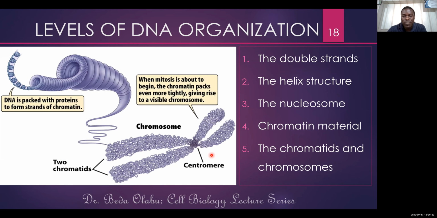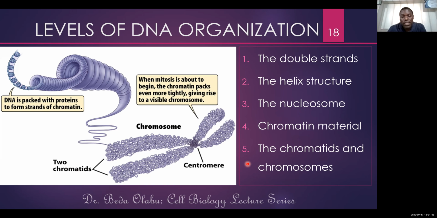What I want you to realize is that even though this is a chromosome, it will be having two sets of the same genetic material. One set is called a chromatid. The other set is also called a chromatid. So two chromatids constitute one chromosome. Therefore, the fifth level of DNA organization is the chromatid. And the sixth level of DNA organization is the chromosome. The chromosome is the highest level of DNA organization.